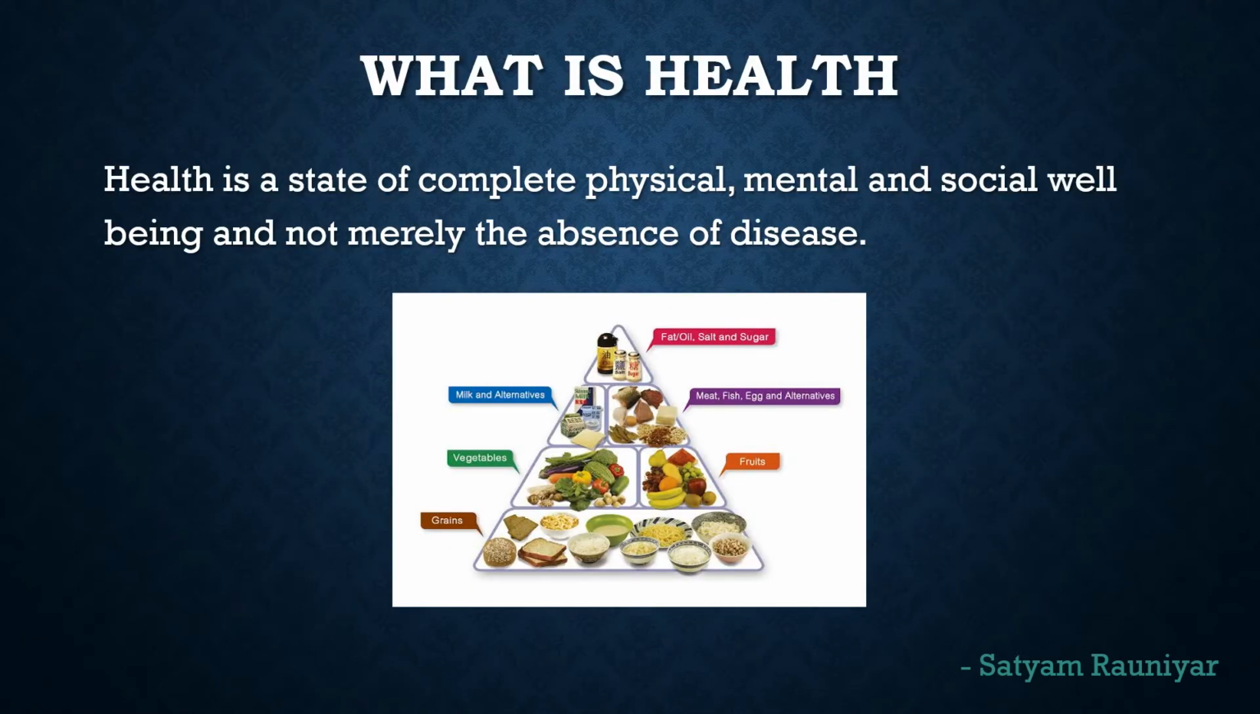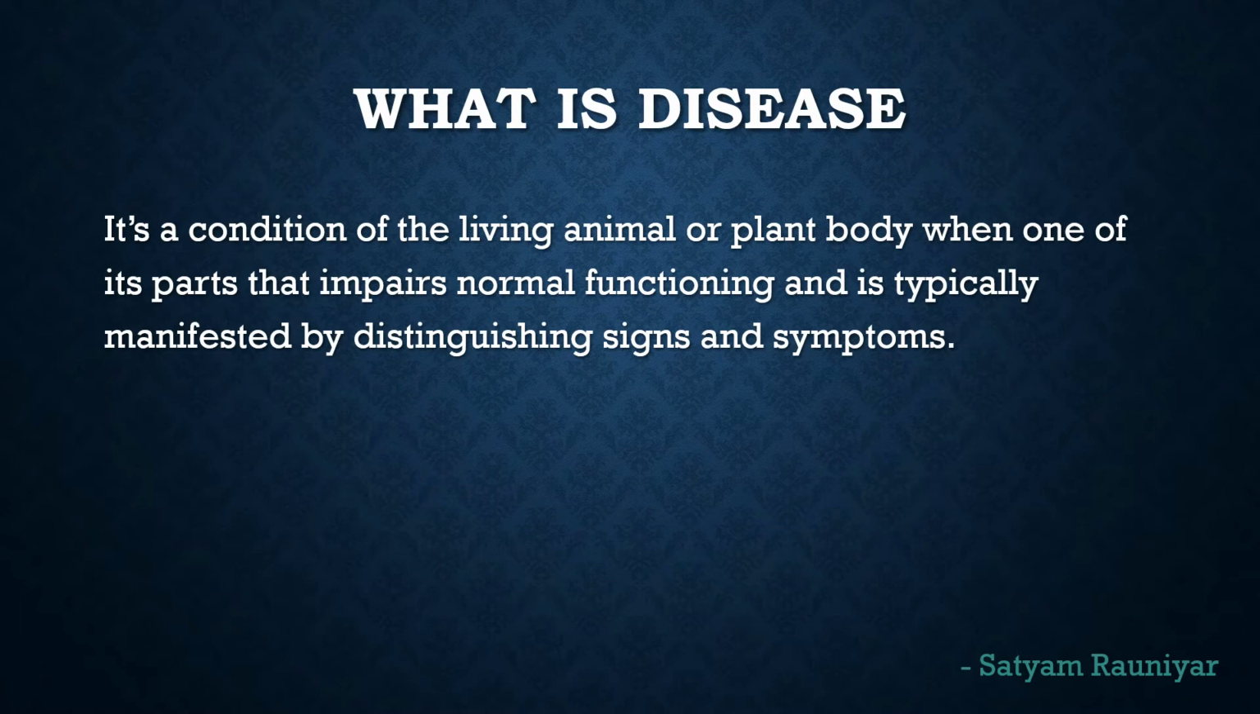What is health? Health is a state of complete physical, mental and social well-being and not merely the absence of disease. What is a disease? It's a condition of the living animal or plant body when one of its parts impairs normal functioning, and is typically manifested by distinguishing signs and symptoms.